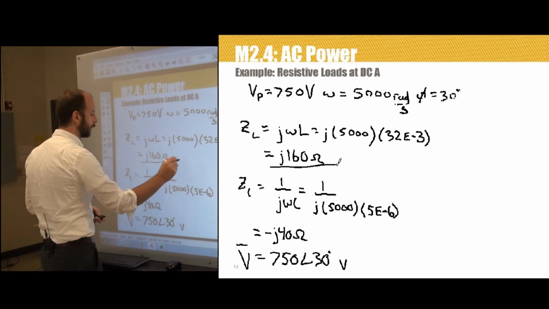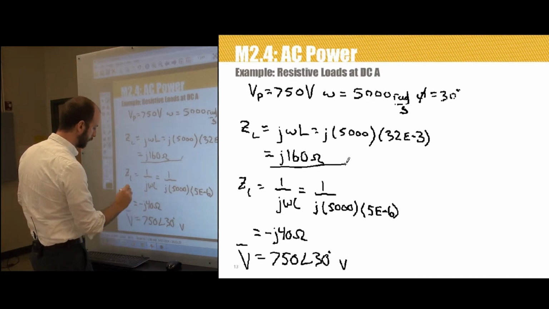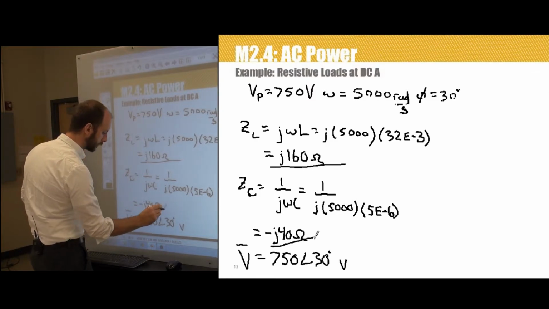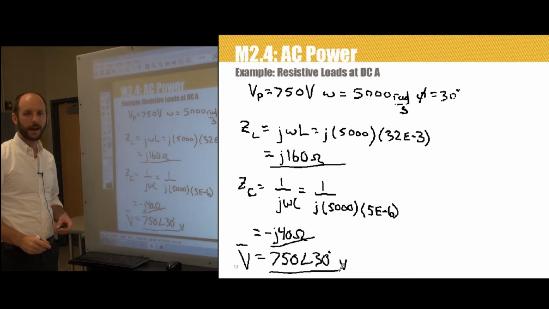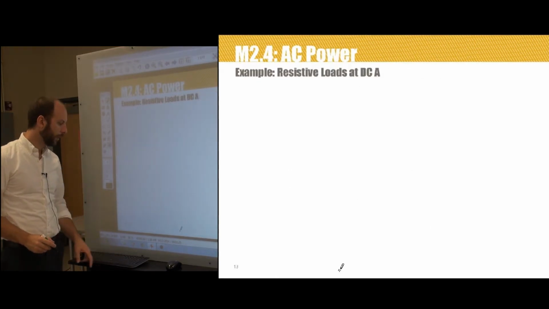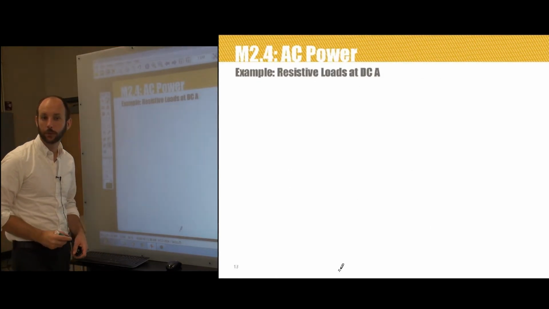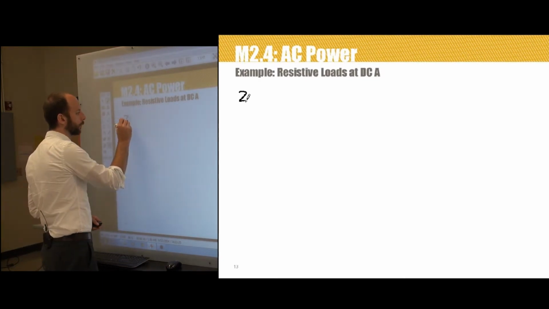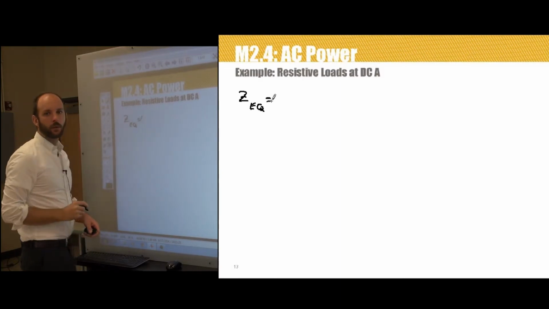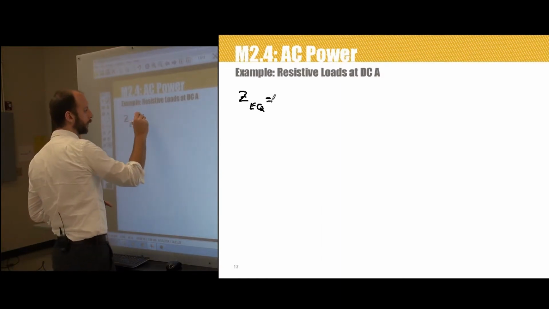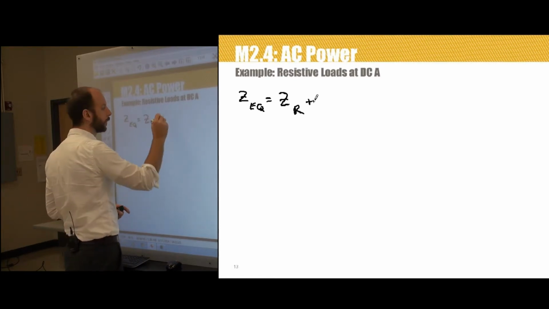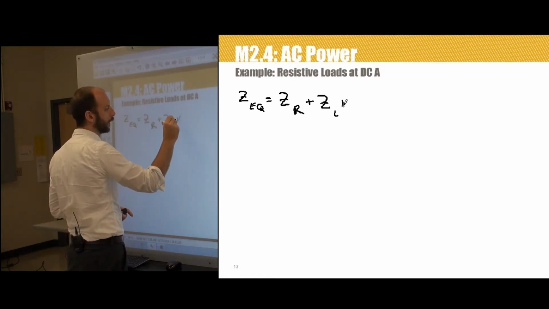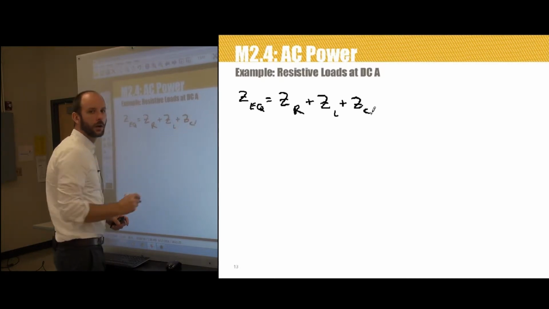So we've calculated Z sub L, we've calculated Z sub C, and we've calculated the voltage. So now we can do our math. The problem statement said that there are series impedances, so we need to find the total equivalent impedance, Z sub EQ. Well, we know that there was a resistor, so we need to add the impedance of the resistor. They're in series, so they just directly sum: the resistor, then Z sub L, and then Z sub C. So we add those up.